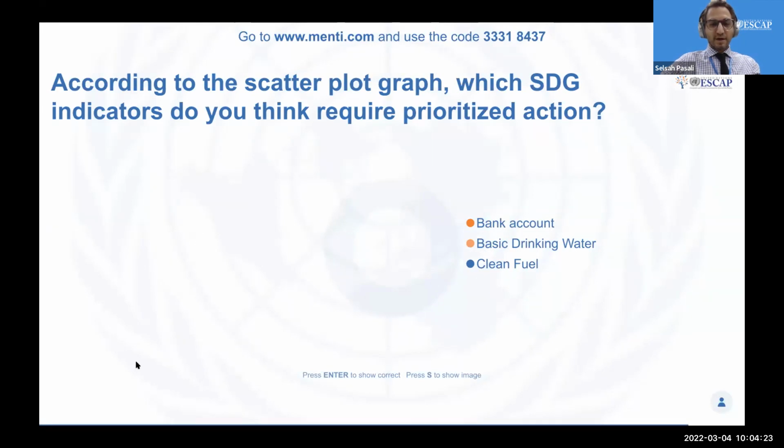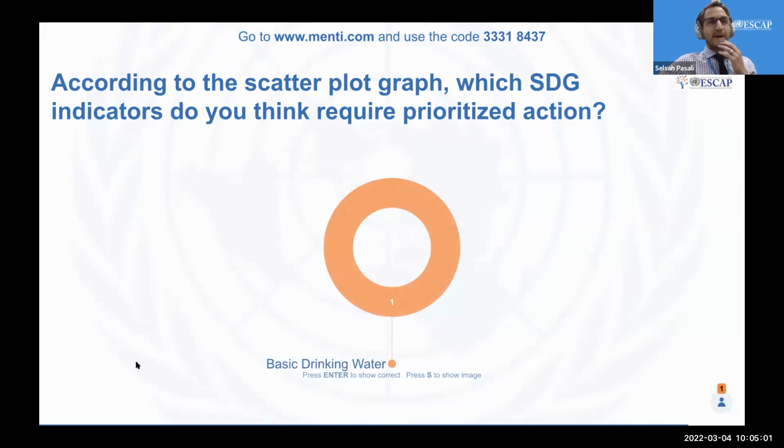Here's your question. You can reply to this in the chat, or if you like through Mentimeter, or the floor is also open if you'd like to raise your hand to access the floor. So the question is, according to the scatter plot graph that you will be seeing when you navigate to the last panel, which SDG indicator do you think requires prioritized action? Access to bank accounts, access to drinking water, or clean fuel? And all three are opportunities.